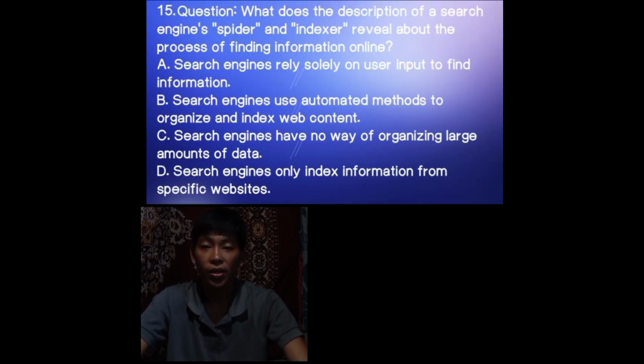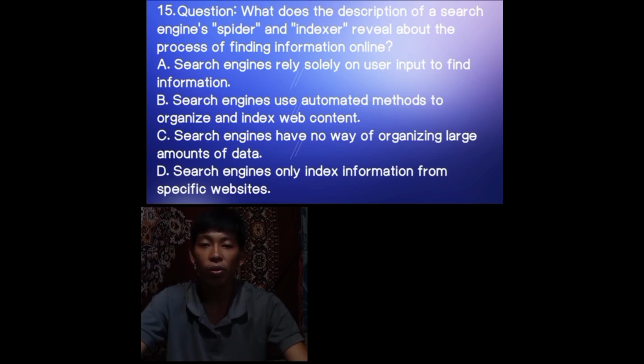Number 15 question. What does the description of a search engine's spider and indexer reveal about the process of finding information online? A. Search engines rely solely on user input to find information. Letter B.